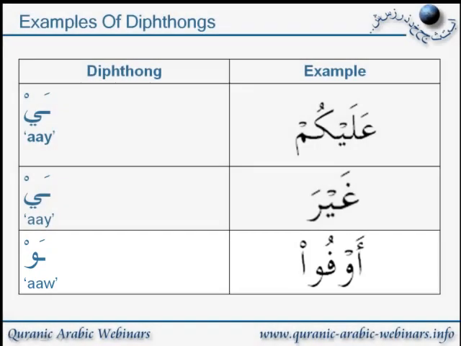So that was just a few simple examples of some diphthongs. Again, remember, in the Majidi and the Uthmani script, the sukoon will always be shown on the diphthongs. So both of the yas in the two examples, alaykum and ghayra, have sukoons, and the waw in the last one, aw, is also a diphthong. It will have a sukoon.